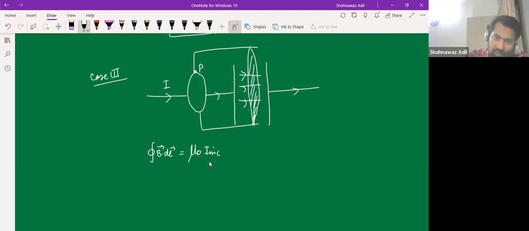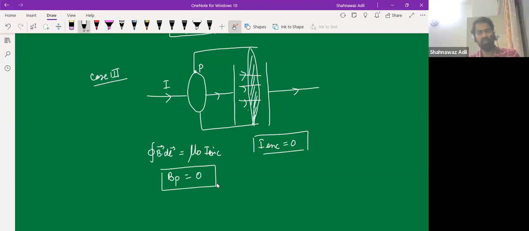So I enclosed is 0 for this case because no current is passing through this surface. There is no current inside the capacitor. So then this would be 0. Again, I will get a magnetic field at point P which is 0, which is absurd. So this should not happen, right?